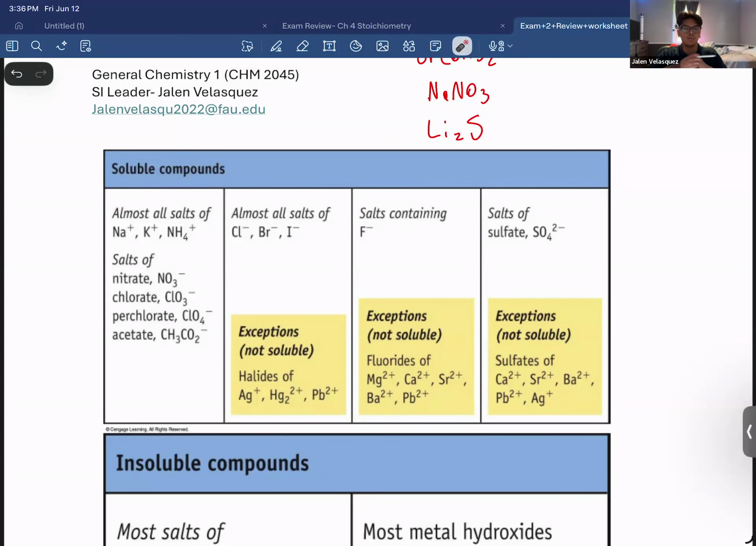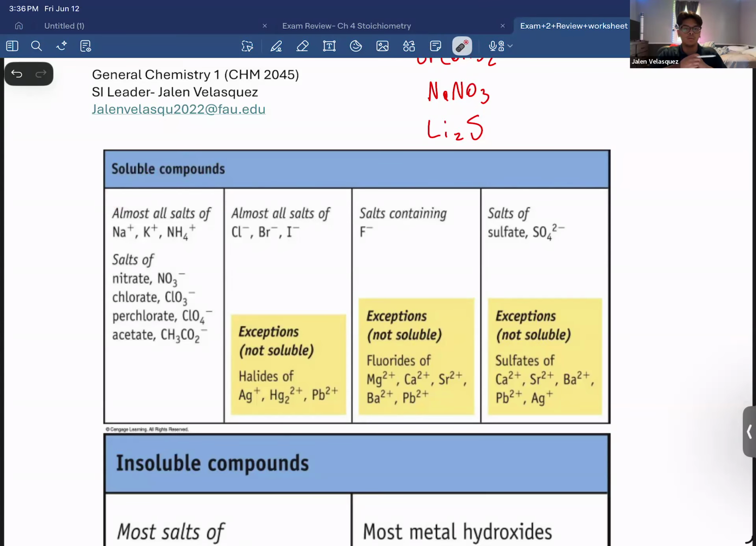Strontium hydroxide, right? Let's look here. For the insoluble compounds, most hydroxides are insoluble. However, strontium hydroxide is an exception, right? So strontium hydroxide will be soluble. Sodium nitrate, let's look at that. Soluble compounds include almost all salts of sodium and salts of nitrate. So we know sodium nitrate will be soluble.